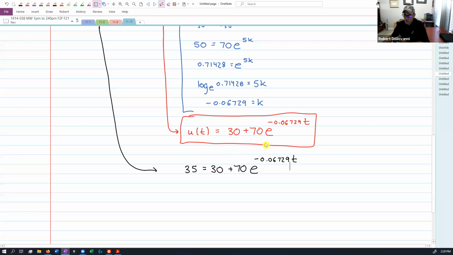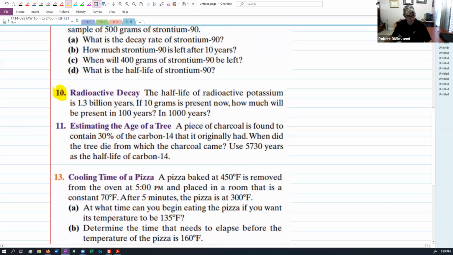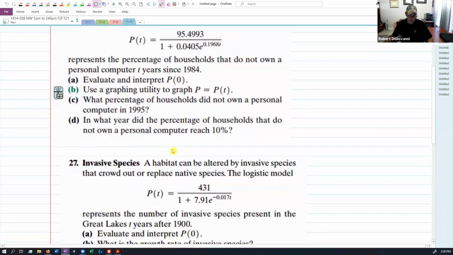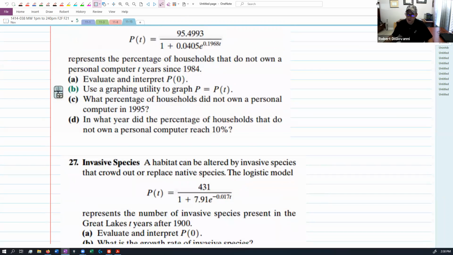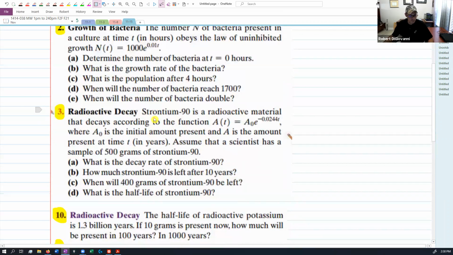On your homework, do number 2, number 3, number 10, 11, and 13. I believe that's all we can do right now. We have not done logistic models yet. We'll do that next time. So for now, just do that first page of problems.